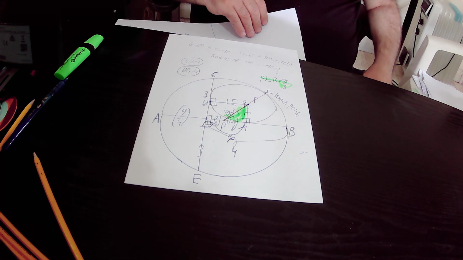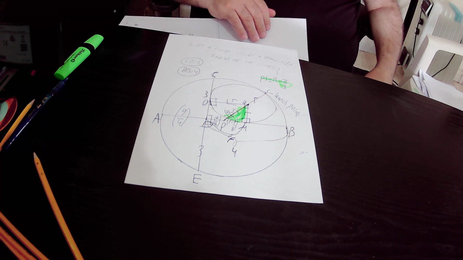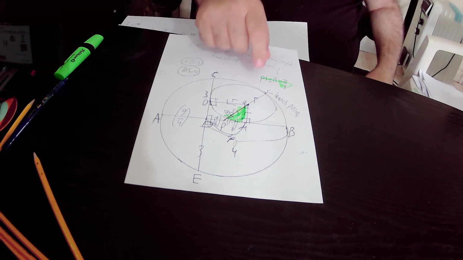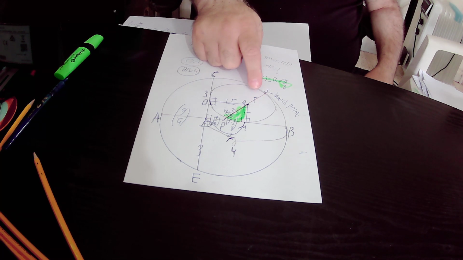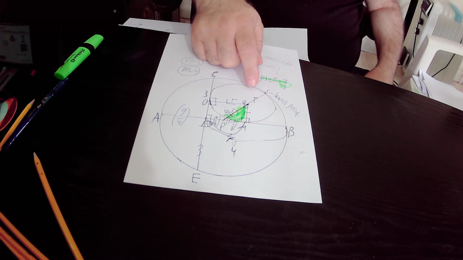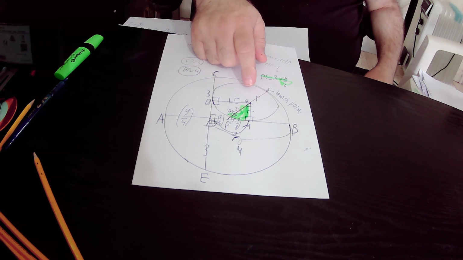And what is the definition of QS? Q is the center of the small circle. S is a point on the small circle itself. This is exactly the definition of a radius. That is to say, QS equals small r, the radius of the small circle.